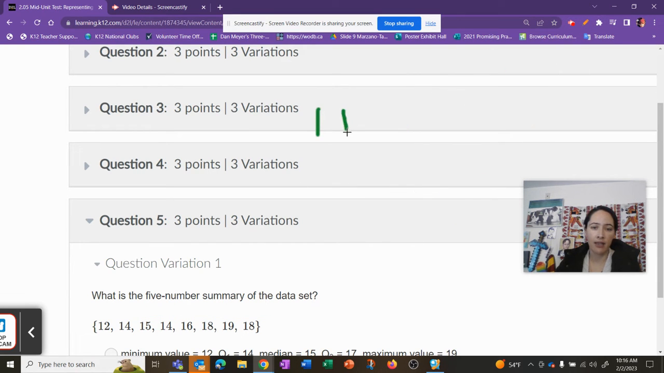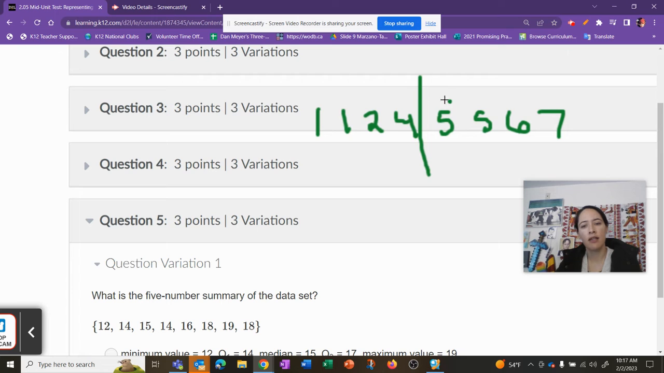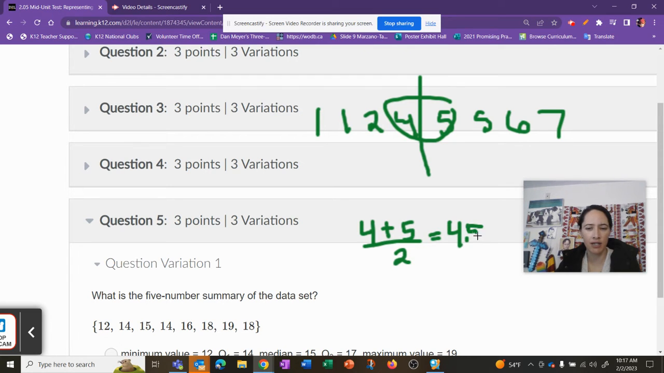If I have data, and I'm just going to do okay. If this is my data, I've put it in numerical order. I find my middle. There it is. See, 1, 1, 2, 4, 5, 5, 6, 7. These are my middle 2 numbers, so I do 4 plus 5 is 9. So I divide it by 2, so I should get 4.5. And that makes sense, right?